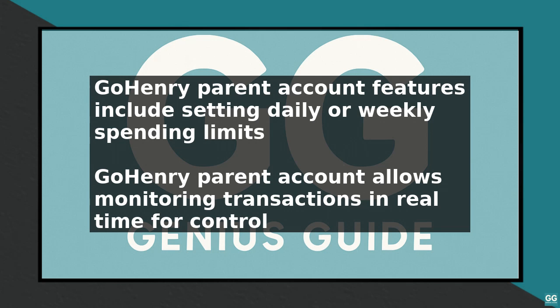One of the key features of the GoHenry Parent Account is the ability to set spending limits. You can set daily or weekly spending limits for your child, and you can also set limits for specific merchants or categories. For example, you can set a limit of $10 per day for your child to spend on snacks or $20 per week for entertainment.